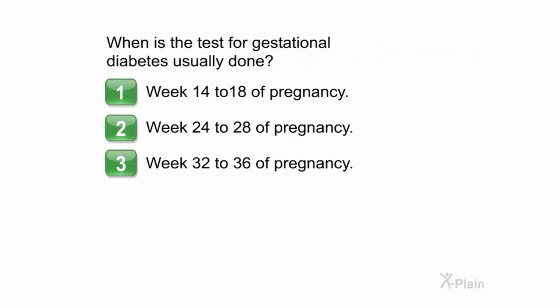When is the test for gestational diabetes usually done? Choose one of the following options. 1. Week 14 to 18 of pregnancy. 2. Week 24 to 28 of pregnancy. 3. Week 32 to 36 of pregnancy.